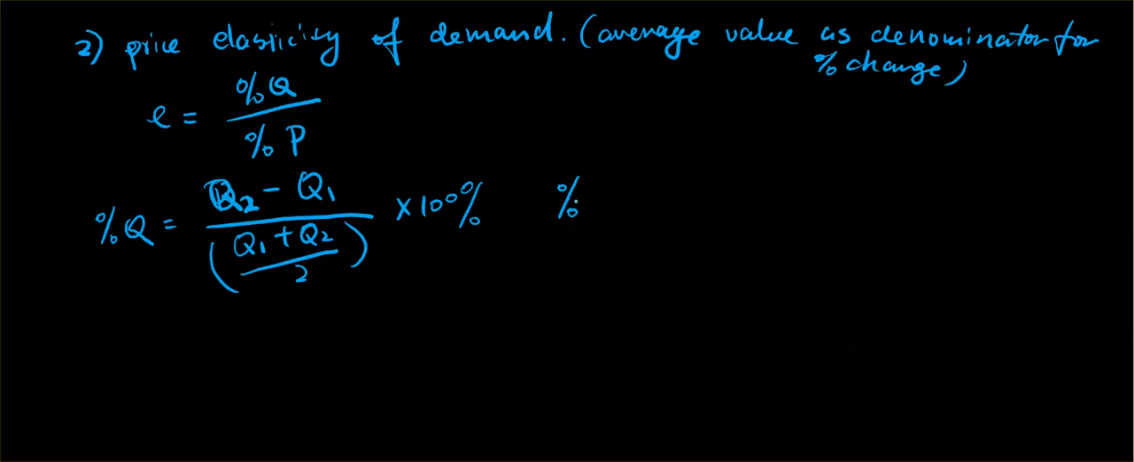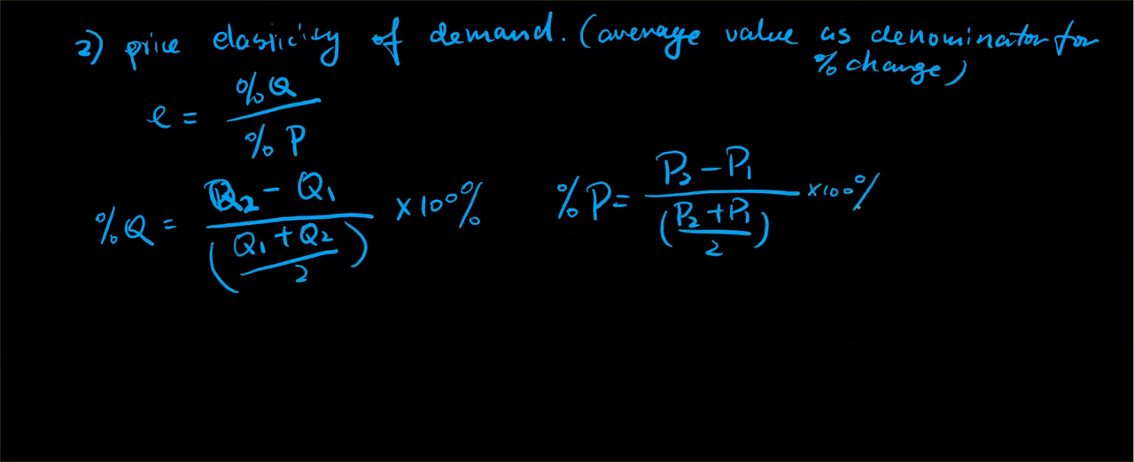And then we need to figure out the denominator, the percentage change of the price. It is equal to the final price, P2, minus the initial price, P1, divided by the average price, P2 plus P1 divided by 2, times 100%. So now we know the percentage change of the quantity and the percentage change of the price, and we can plug them back into the elasticity equation, and we'll get the price elasticity of demand.